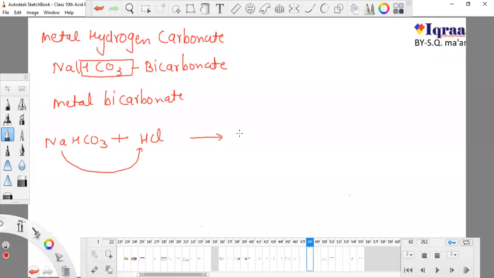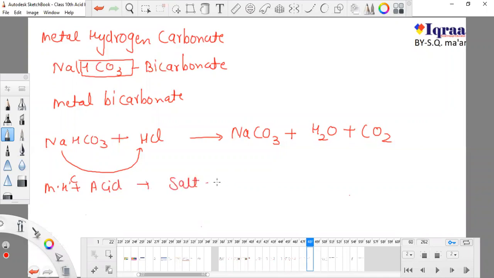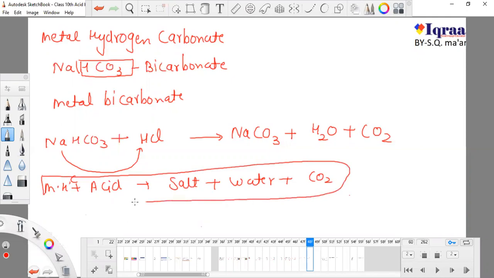So it will form NaCO3 again plus H2O plus CO2. Same thing. Okay, so if I use metal hydrogen carbonate plus acid, it will form a salt, it will form water, and it will form this CO2. Again, same formula. Same formula.